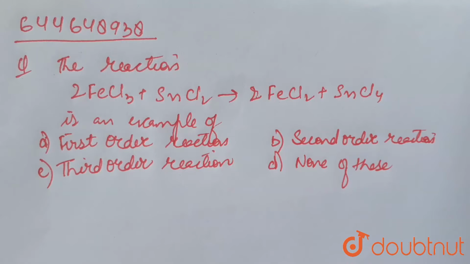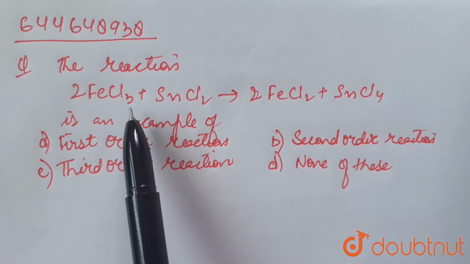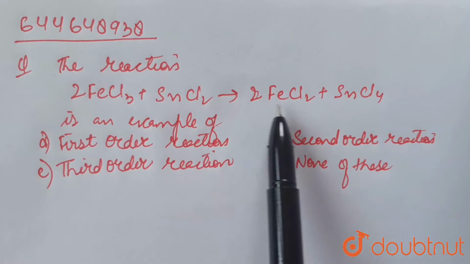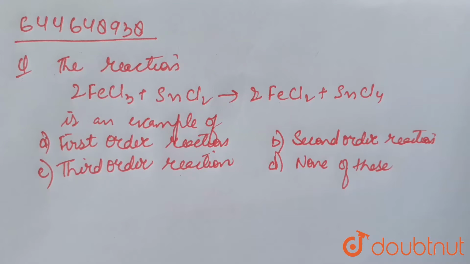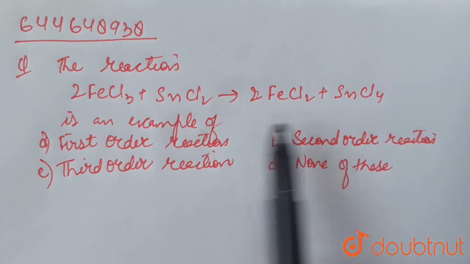Hi everyone, starting question. Question says, the reaction given is 2FeCl3 + SnCl2 giving 2FeCl2 + SnCl4. Is an example of, options are first order reaction, second order reaction, third order reaction, none of these. In the given reaction, we have to find its order.